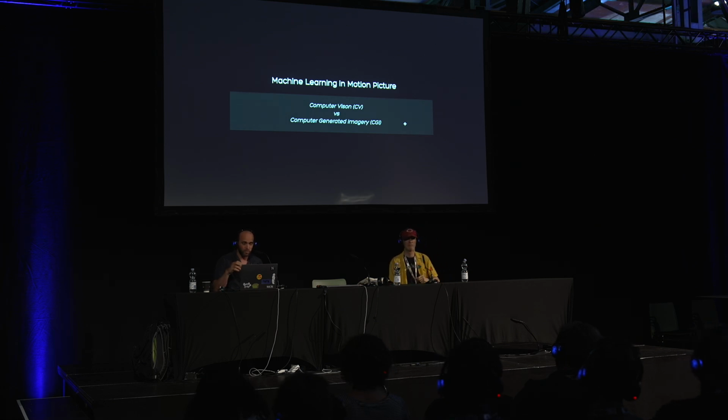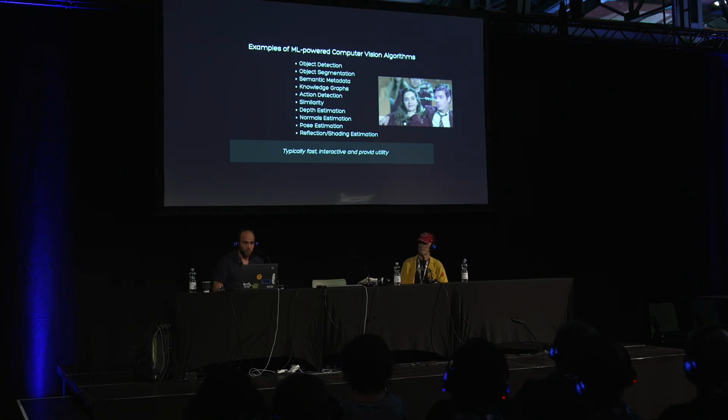My talk today will focus more on the computer vision side of things and not so much on computer-generated imagery, simply because those are not at the moment fast enough, in terms of controlling and in terms of fine details, to put into an interactive color grading session. So examples of machine learning powered computer vision algorithms are object detection, object segmentation, semantic metadata, knowledge graphs, action detection, similarity, depth estimation, normal estimation, and so on. They are typically fast, interactive, and provide utility.